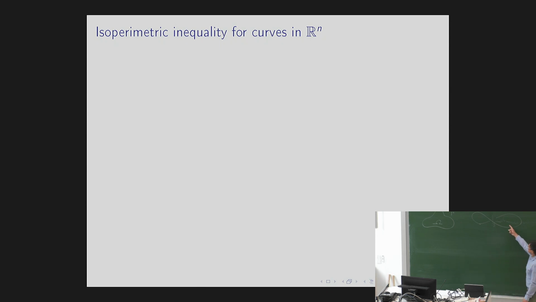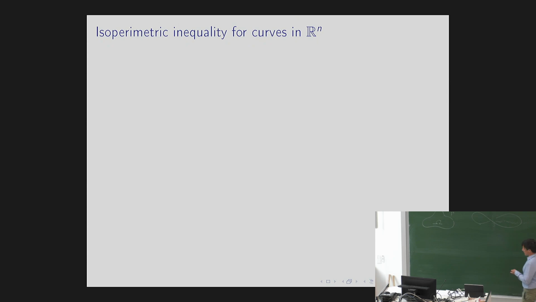And here, it's unclear what we want to do. Of course, we want to fill it somehow with some kind of surface, because we want a relation between area and length, and there's many choices. So I'm not going to list all of them. Let's stick to maybe the most natural one. Maybe we want to fill this by a disk. That would be kind of the analog here.